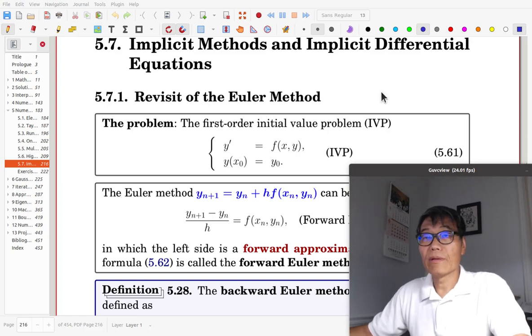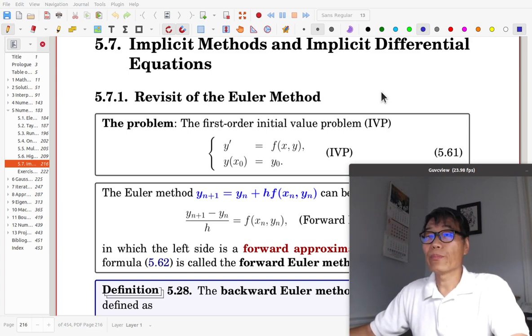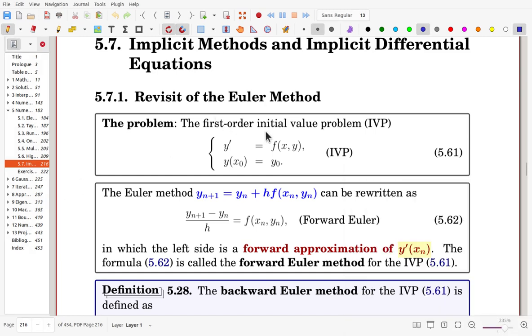It is section 5.7, implicit methods and implicit differential equations. For the first order initial value problem given in this equation, the Euler method we learned in an earlier section can be rewritten in this form.